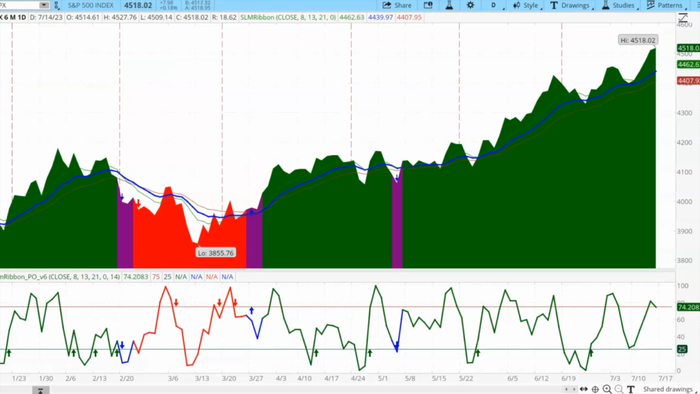Here you have the daily chart, and the daily chart is giving you this also back here at the end of March, beginning of April, where this slim ribbon turned positive. It went neutral for a couple days right in here and then turned positive again. On the bottom, the slim ribbon PO.